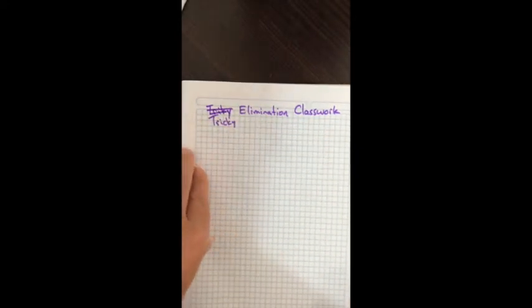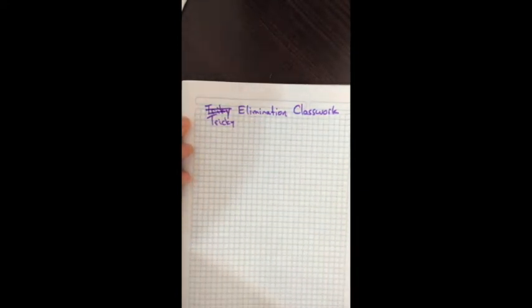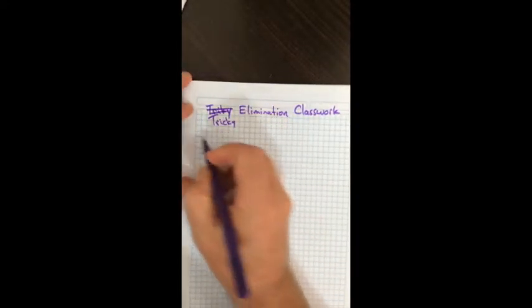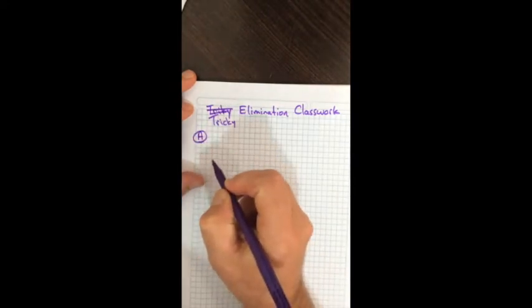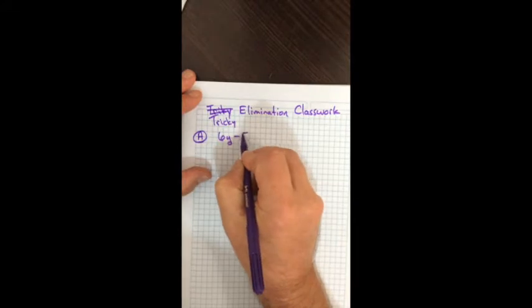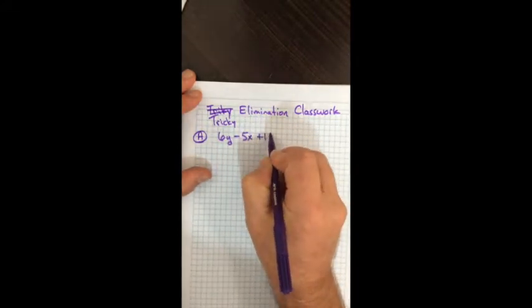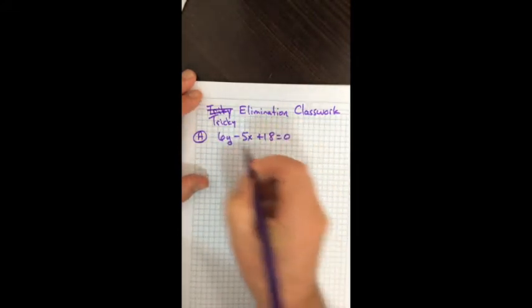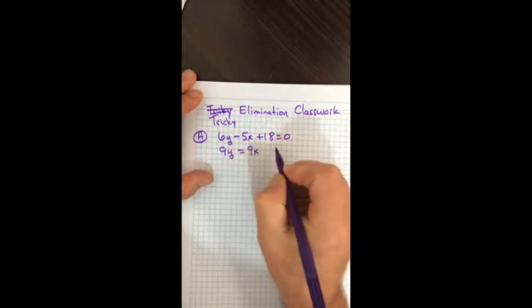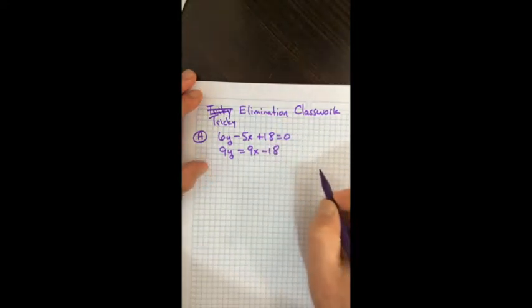Tricky elimination problems. So they're just problems that have some issues with them all of the time. And what I want to start out with are making sure, let's see, I have 1, 2, 3, 4, 5, 6, 7, 8 of them, just so you can have a sense for where we are in the lesson. The first one, what I would like you to put down is 6y minus 5x plus 18 equals 0, and 9y equals 9x minus 18.